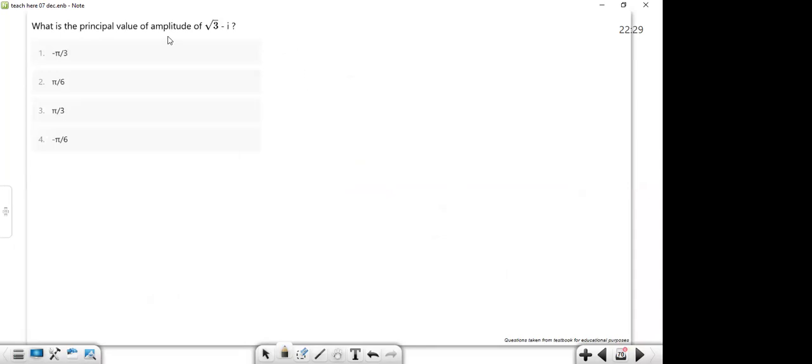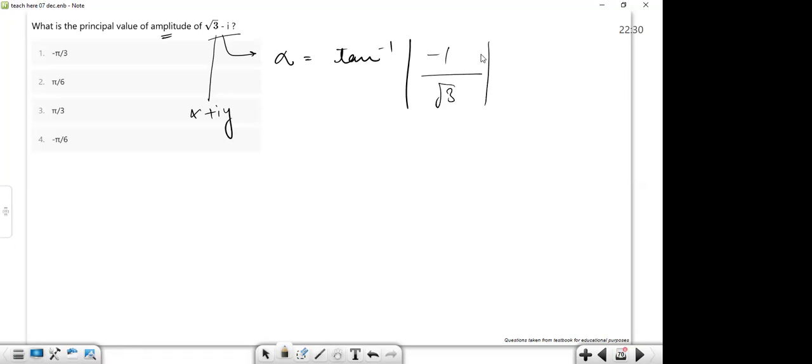So this was about the question. Now, amplitude is the same as argument, so we have to find the argument of the same. First we find alpha, which is tan inverse of modulus of y over x. If we compare this with x plus iota y, y is minus 1 here and x is root 3. With the modulus, it is simply tan inverse of 1 over root 3. When is tan 1 by root 3?